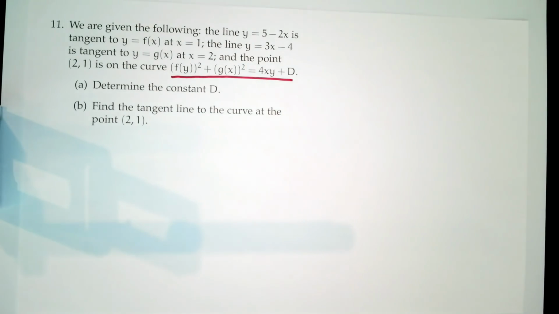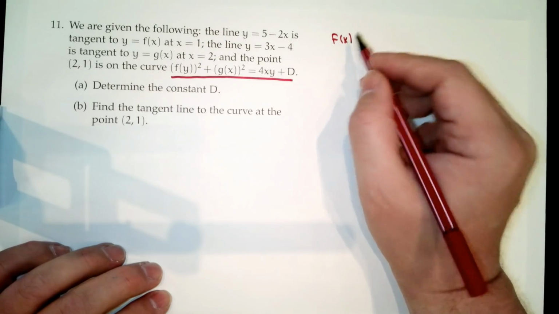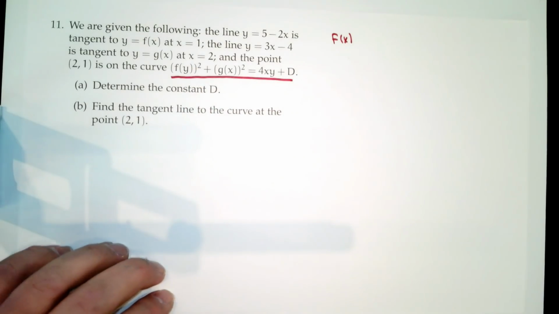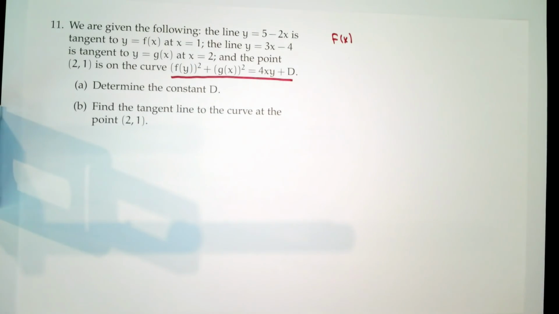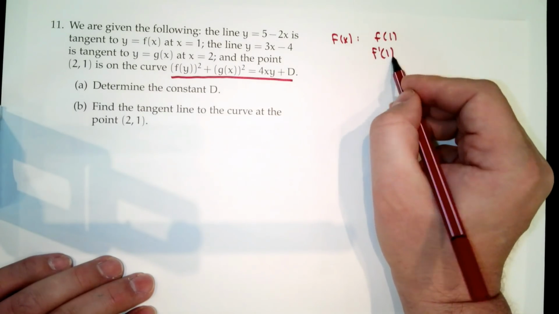That's okay. That's all right. But it's really a question that's about a couple of things. So there's going to be implicit coming up. But the other thing is it's talking about tangent lines. See, we don't know what f and g are. What we do know is just a little tiny bit of information about f and g. So for f of x, well, we know that the line y equals 5 minus 2x is tangent at 1. Tangent line stores two pieces of information: the value of the function, the value of the derivative. So I claim we know what f of 1 is, and we know what f prime of 1 is.